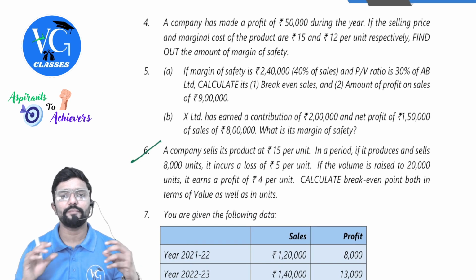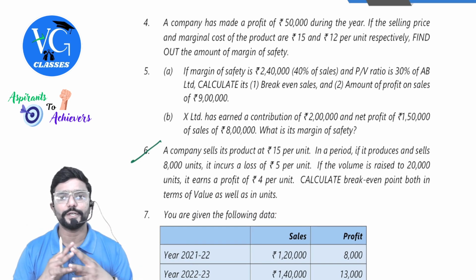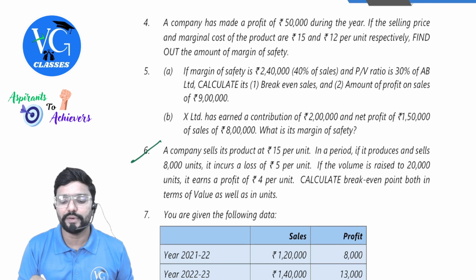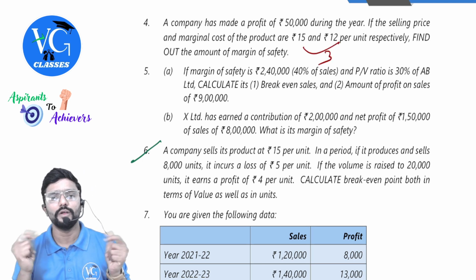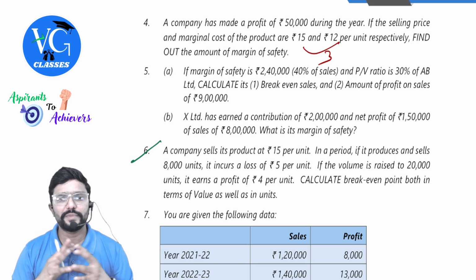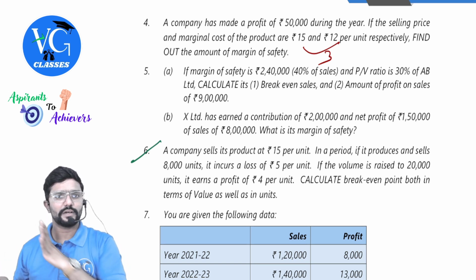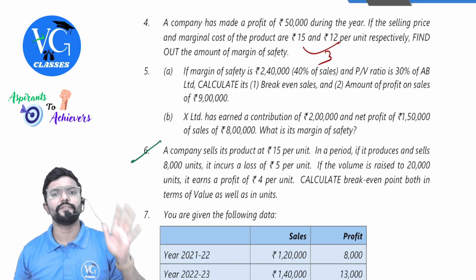A company has made a profit of 50,000 during the year. If selling price and marginal cost of the product are 15 rupees and 12 rupees per unit respectively, find out the amount of margin of safety. What is the contribution? 3 rupees is the contribution. The company made a profit of 50,000.